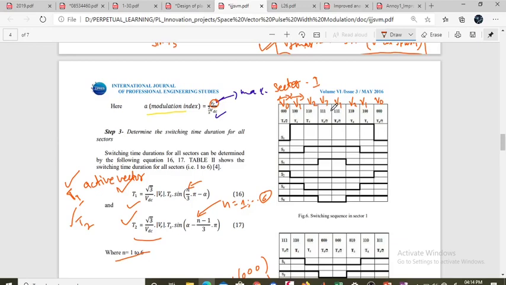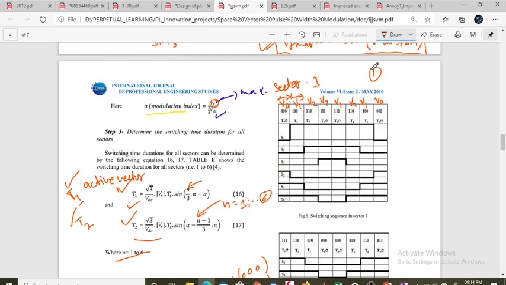Another question comes to mind: why do we say the losses in the space vector modulation technique are less compared to the sinusoidal pulse width modulation technique? The answer to this question is here. Let's see rule number 1, how to choose the switching sequence, why this one comes after this, and why not the v2 vector here and the v1 vector here.